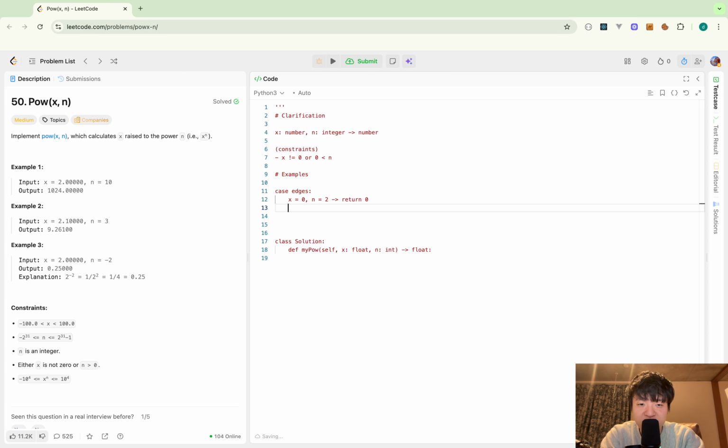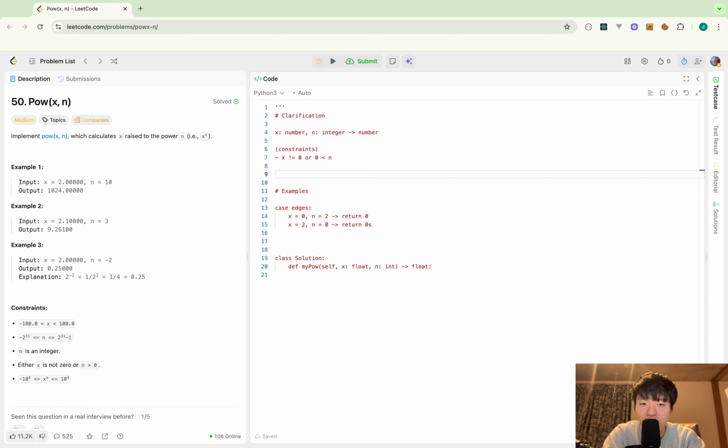Aside from that, the edge case I have to take care of is, let's say x is 2 or maybe negative 2 and n is 0, I should return 1. Maybe I have to treat this as an edge case. Okay, anyway, this is something I have to take care of.